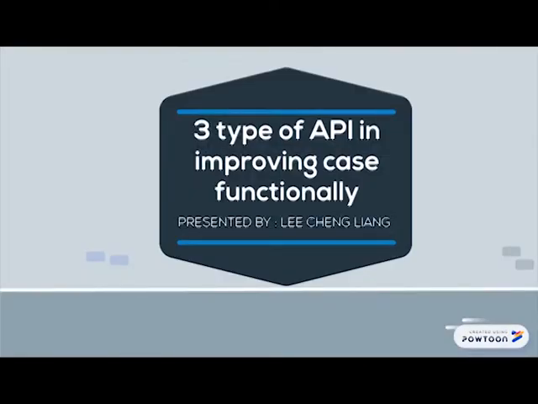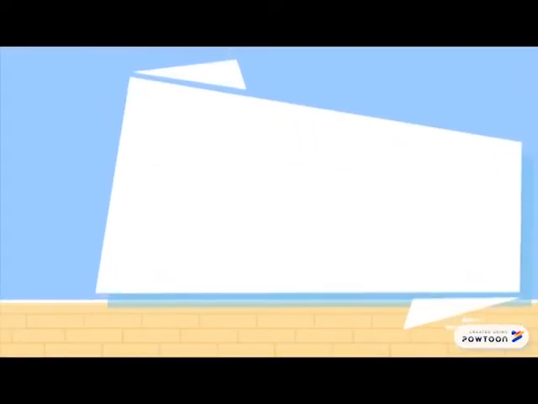My name is Lee Cheng Liang, CD18023. Now I want to explain 3 types of API in improving cache functionality.